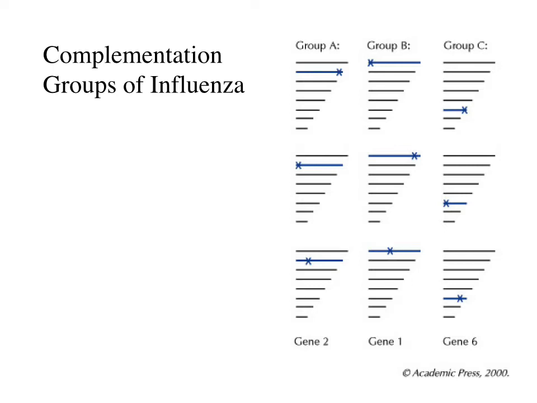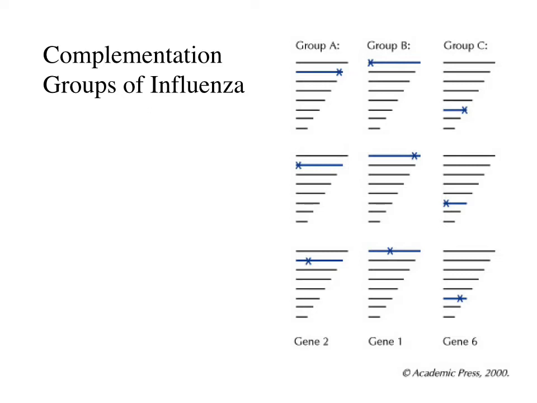In this case, we're looking at a type of virus that has multiple genome segments. And we have Group A, Group B, Group C. You'll get no complementation between Group A viruses because they are all defective in gene 2. However, you can get complementation between viruses in groups A and B because different genes are involved. You don't need to know anything about the specific biochemical defects. Theoretically, there are as many complementation groups as genes.